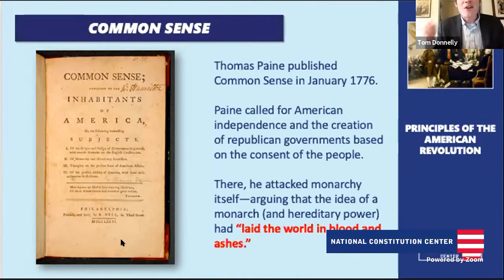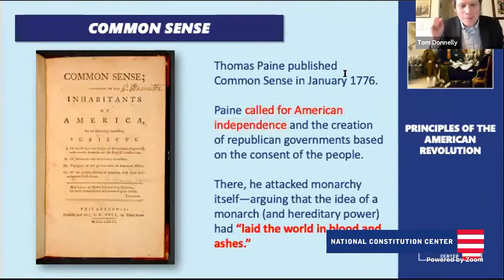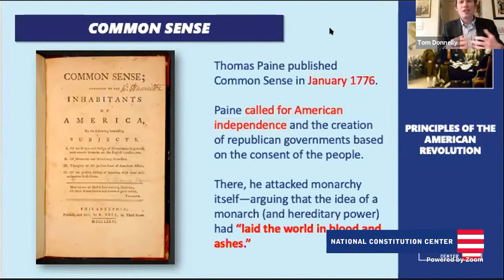But he's doing something bigger than that, too. He's attacking the very idea of monarchy, the very idea of hereditary power. He said, quote, that has laid the world in blood and ashes. He's also placing the revolution in the context of social contract theory, popularizing some of the arguments of John Locke, saying that even taken in basic social contract theory terms, King George III had an obligation under the social contract to protect the happiness and security of Americans, to protect their liberties. He didn't do that. That should then lead the American colonists to break away.